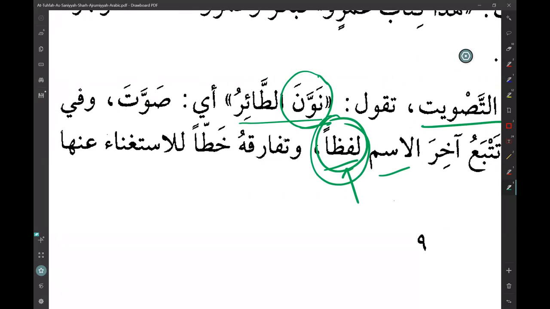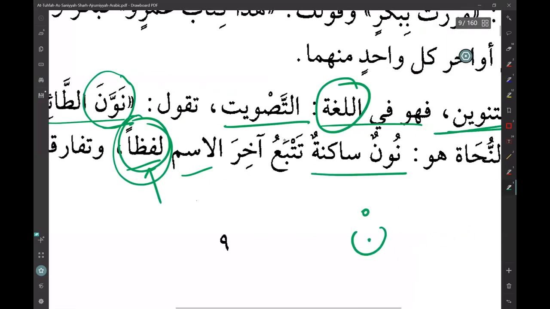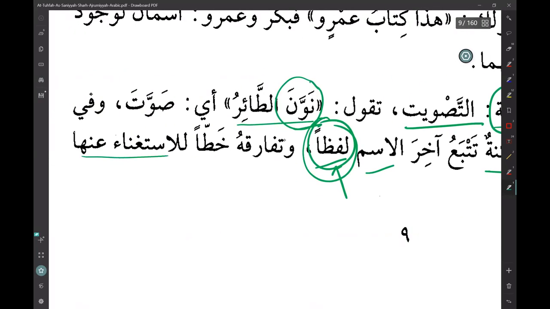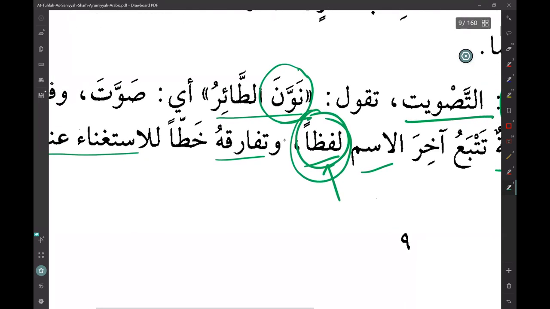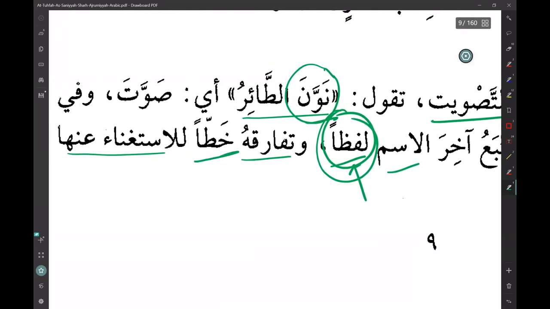وتفارقه خطا للاستغناء عنها. Okay, so this is a little bit hard word. Basically, it's saying that it is there in pronunciation and you don't write it. Khat here means writing. You know, khat means line, but here it means writing. Khat is also handwriting, by the way. For example, if you say this is nice handwriting, they will say هذا الخط جميل, خطك جميل. Your handwriting is very good. So khat also means handwriting. This word is good, but has many different meanings.